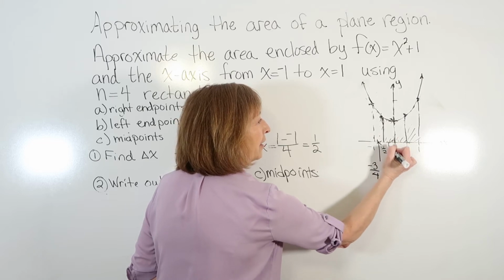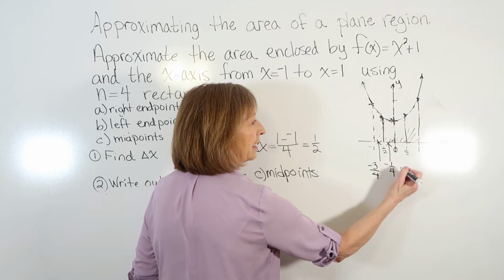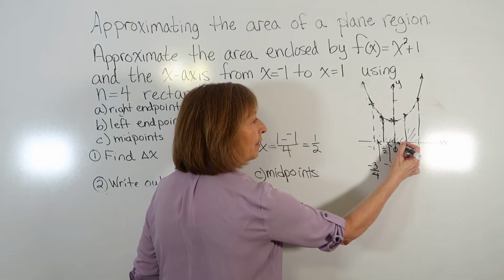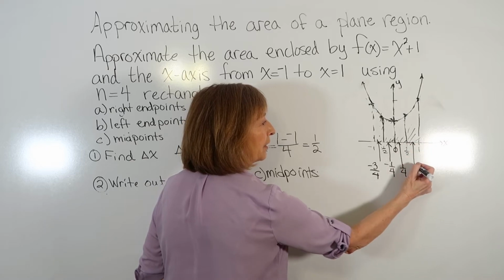And then add your delta x, add a half to -3/4, you're at -1/4. Add a half to -1/4, you're at 1/4. And then add a half to 1/4 and you're at 3/4.